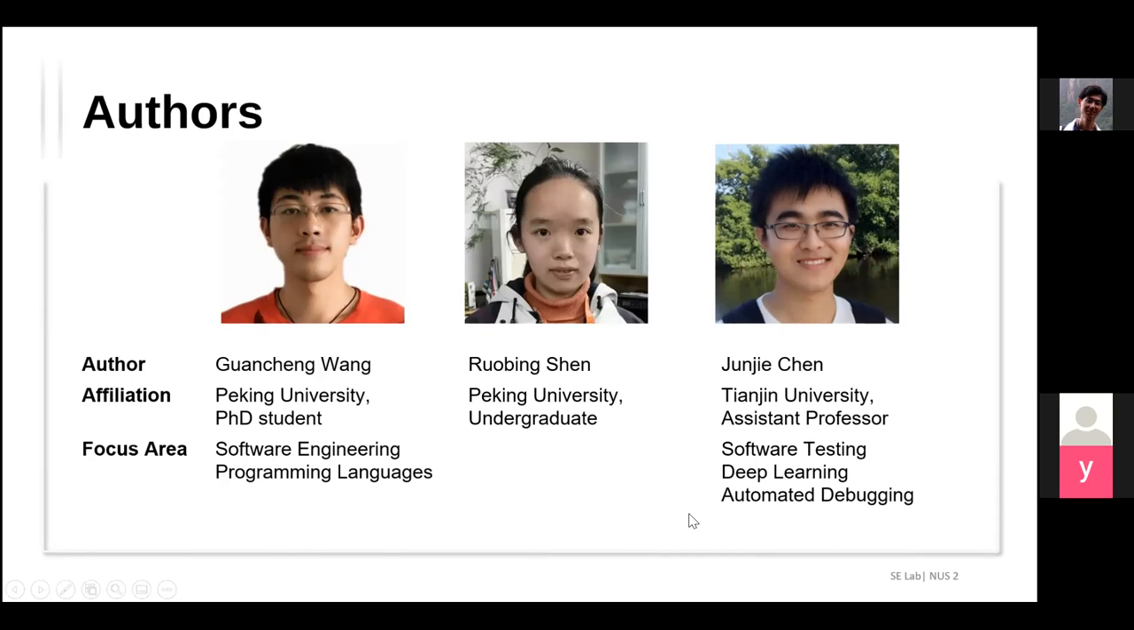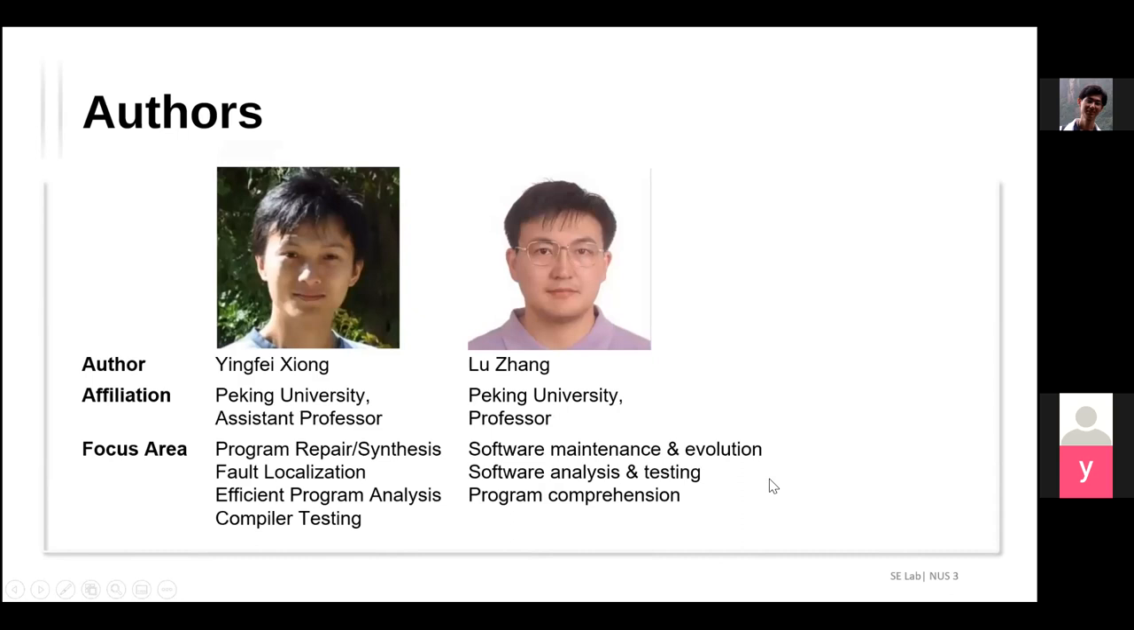Yeah. Sure. And for Jun Jie, if I'm not wrong, he was a student from Peking University as well. Yeah. So he is one of the strongest PhD students from Peking University. When he graduated from Peking University, he had close to 10 first-author top tier papers. And these are the professors, both from Peking University as well. They are also in the area of fault localization as well as software analysis and testing.